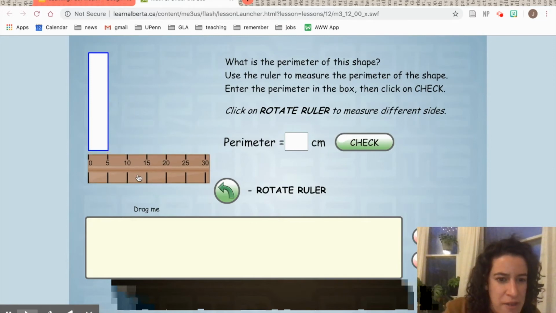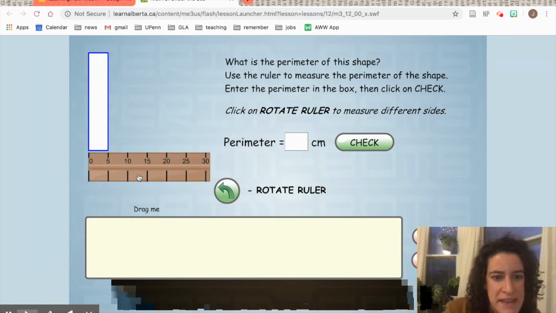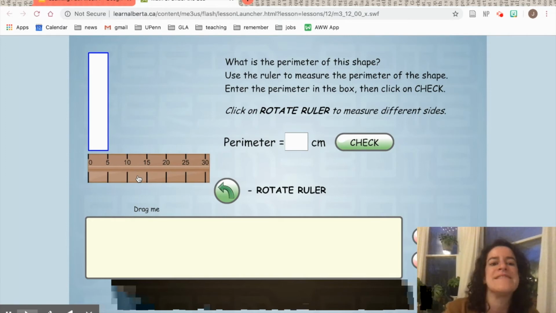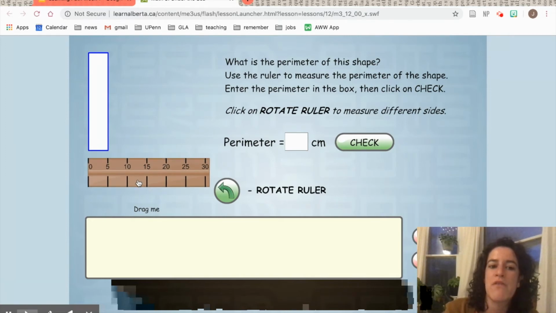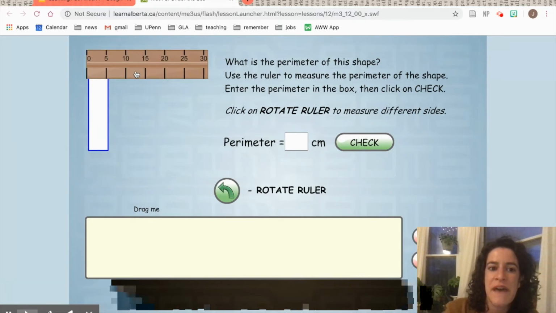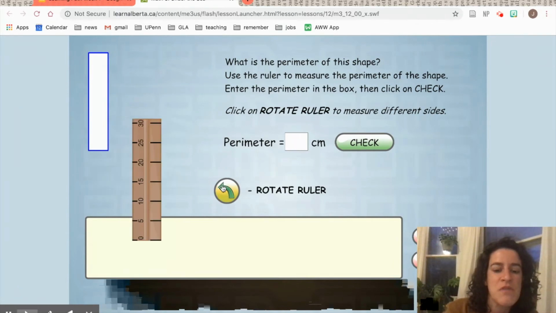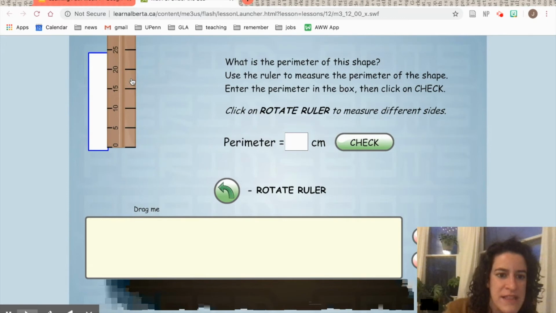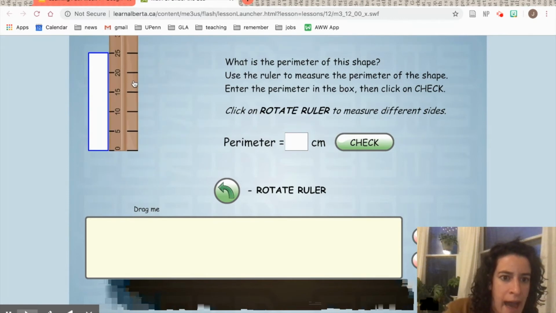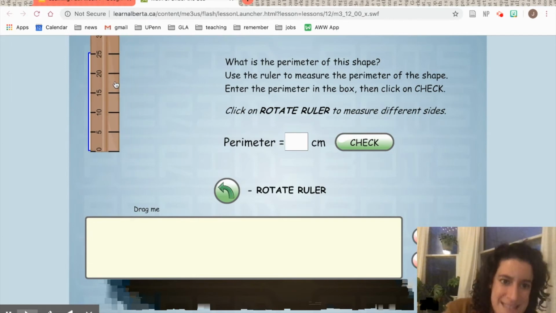And I know that by lining it up on the bottom right here, by lining it up on the length, it says 5. So I'm going to remember there's 5 down here. That means there will be 5 up here. Okay, I can actually rotate the ruler and measure this width at 25. So this side is 25. This side is also 25.